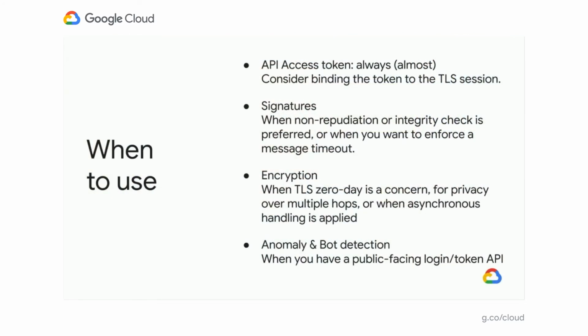So when do you use what? API access token pretty much is always going to be in place. There are some exceptions for truly public info, but even then you may want to provide some level of access control. Signatures can be useful when you need to verify the integrity of the payload, or can even be used for distributed access, like the signed URL example.